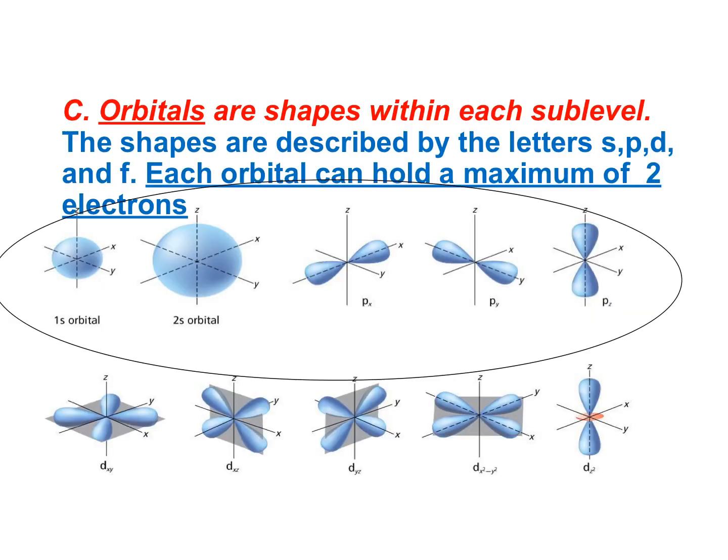So orbitals are shapes within each sublevel. Okay, and these shapes are described by the letters S, P, D, and F, as you are familiar with, and each orbital can only hold a max of 2 electrons, okay? So this is our 1s orbital.